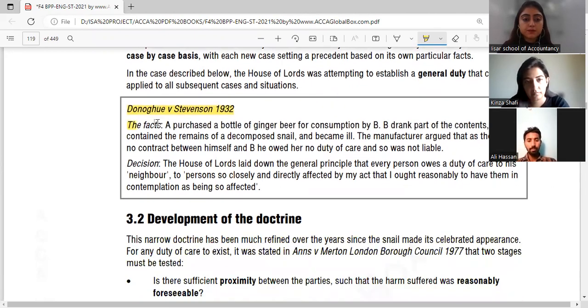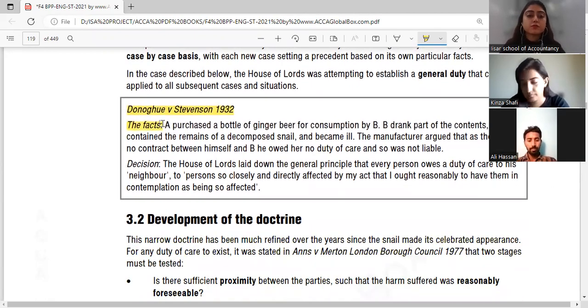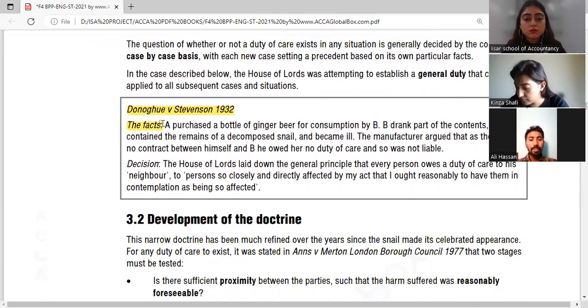Let's read. The facts. A purchased a bottle of ginger beer for consumption by B. B drank part of the contents, which contained the remains of a decomposed snail, and became ill. The manufacturer argued that there was a contract between himself and A, and that he owed B no duty of care, and so was not liable.